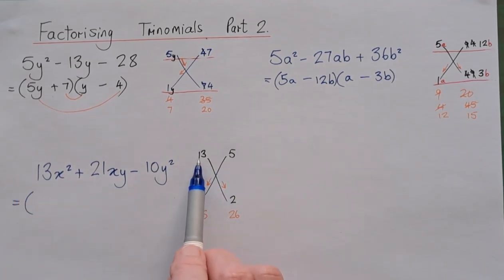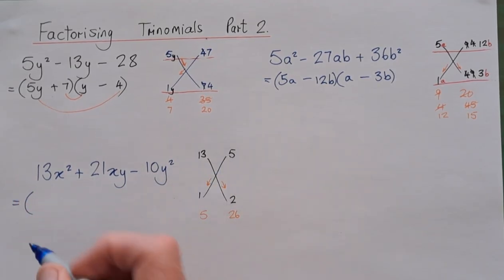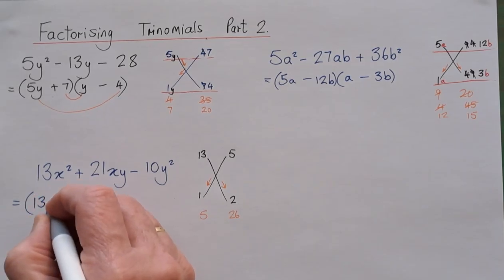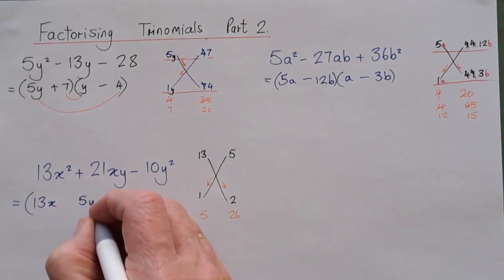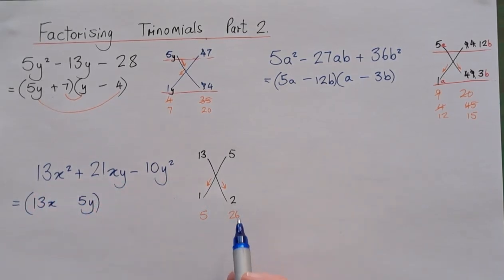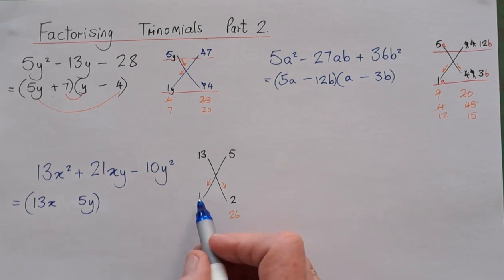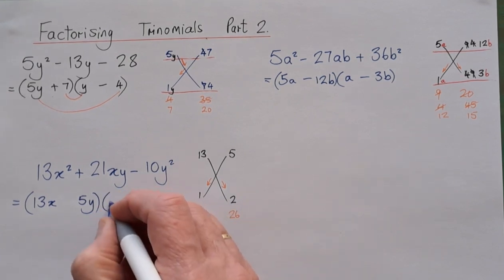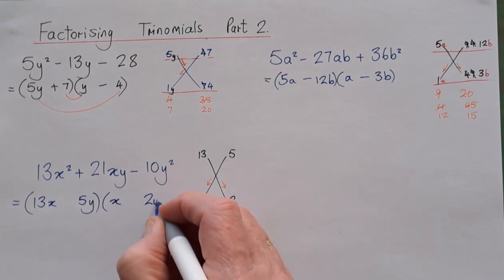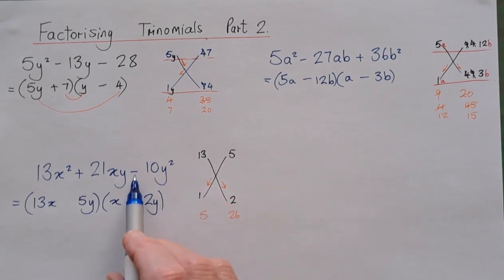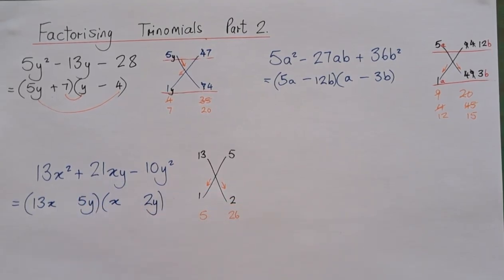Reading across, I'm going to have 13x and 5y. And reading across at the bottom, I'm going to have 1x and 2y. The signs in the brackets are different, and the biggest combination is positive.